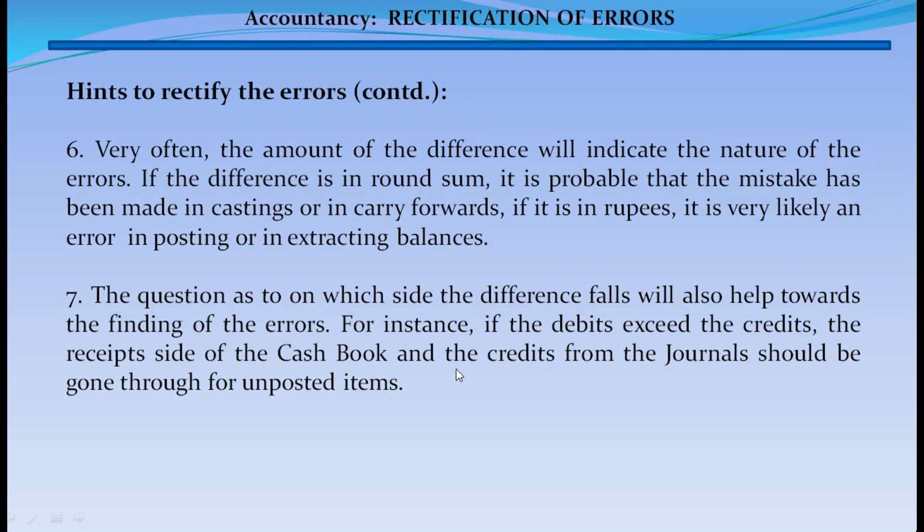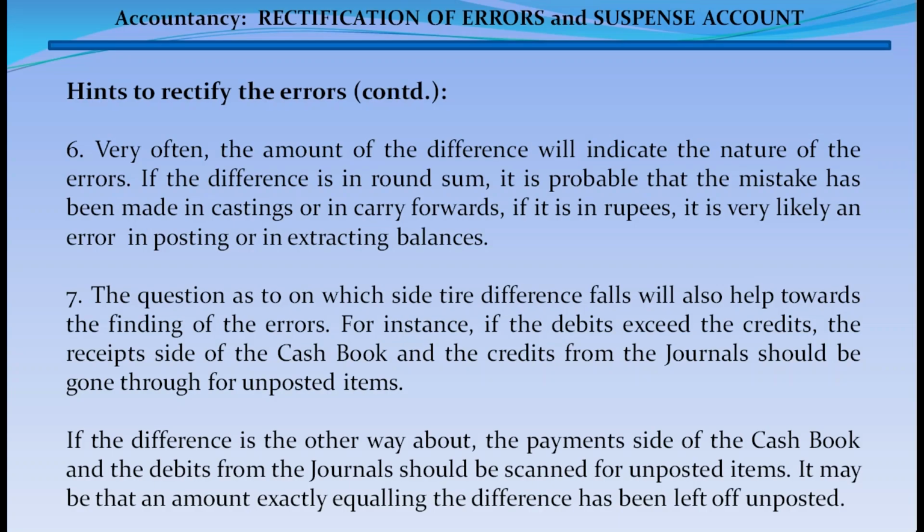7. The question as to on which side the difference falls will also help towards the finding of the errors. For instance, if the debits exceed the credits, the receipt side of the cash book and the credits from the journals should be gone through for unposted items. If the difference is the other way about, the payment side of the cash book and the debits from the journals should be scanned for unposted items. It may be that an amount exactly equal to the difference has been left off unposted.